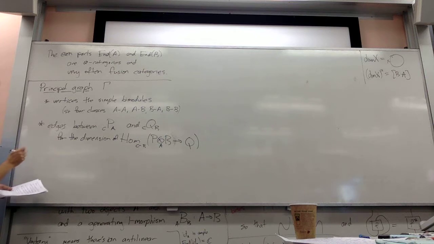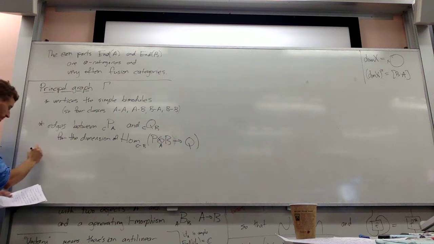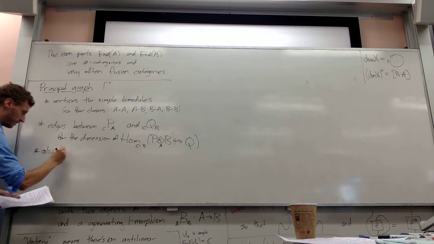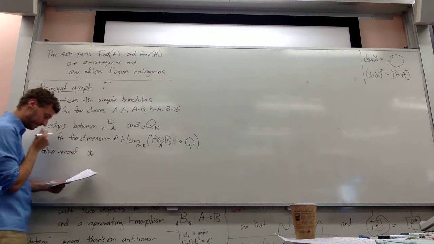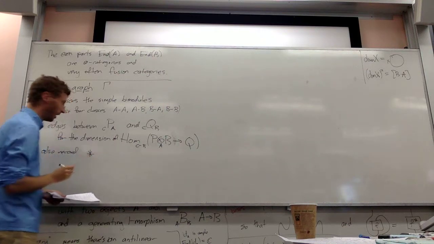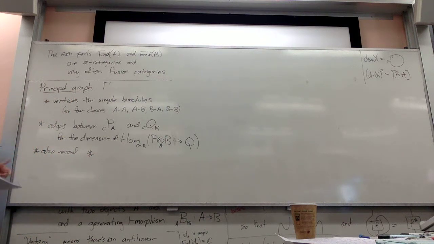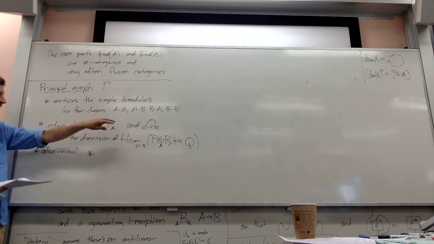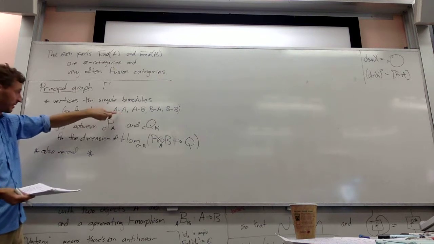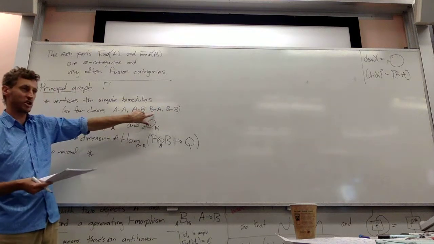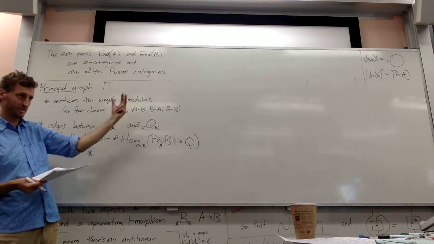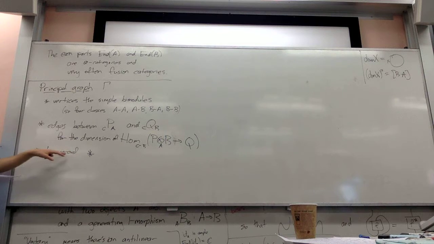So there's a little bit of extra data we're going to decorate this graph with. We also record this duality functor, which is just some involution on the simple bimodules. It takes each simple bimodule to some other one, and it reverses them. So it's an involution fixing the AA vertices and fixing the BB vertices, and it's a bijection between the AB vertices and the BA vertices. So this is some extra combinatorial data that we're going to keep along with this graph.